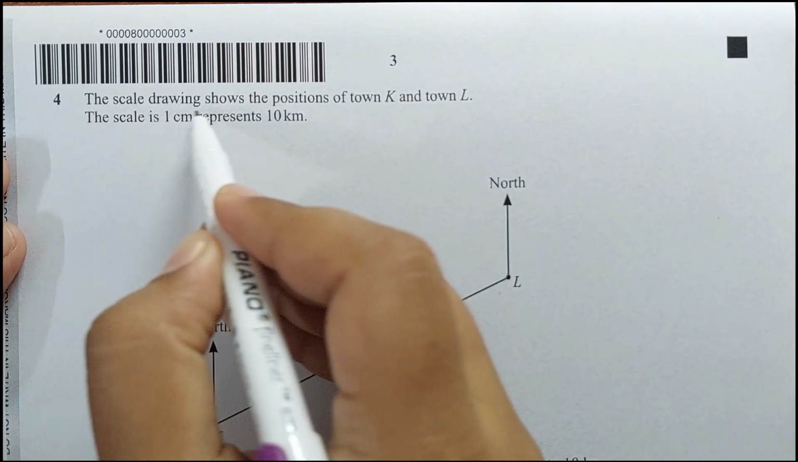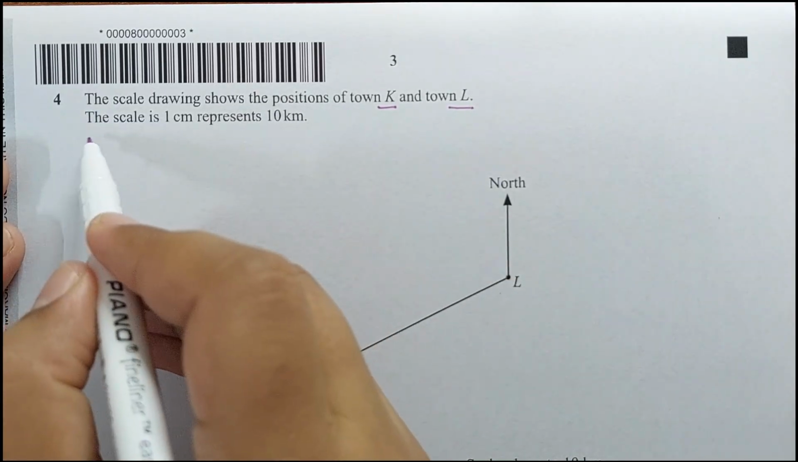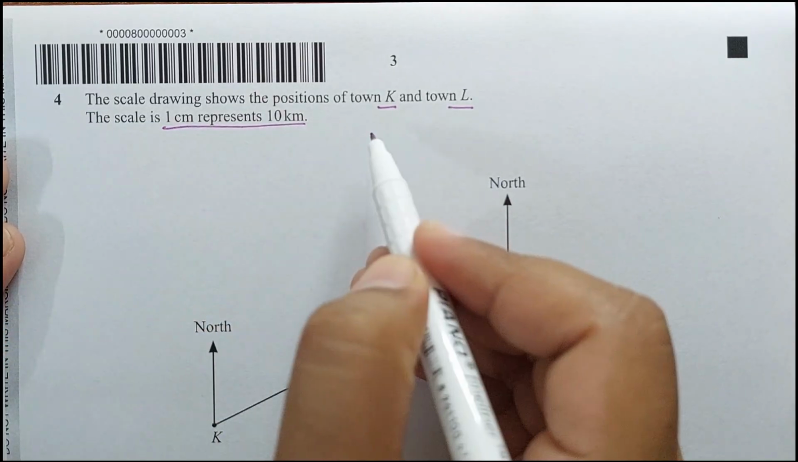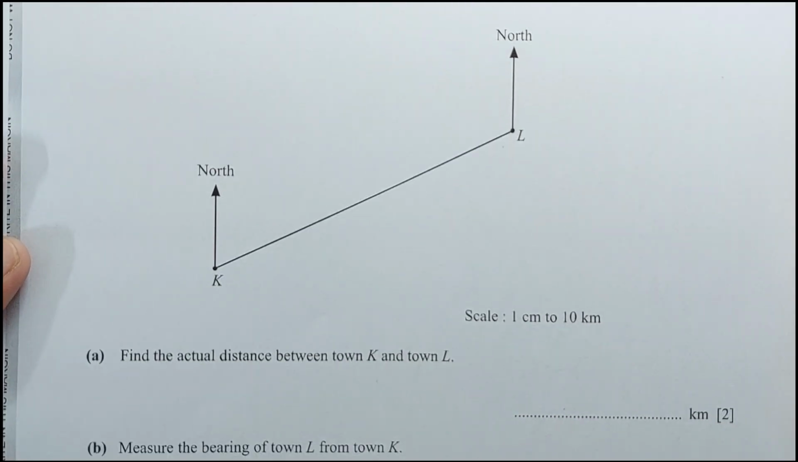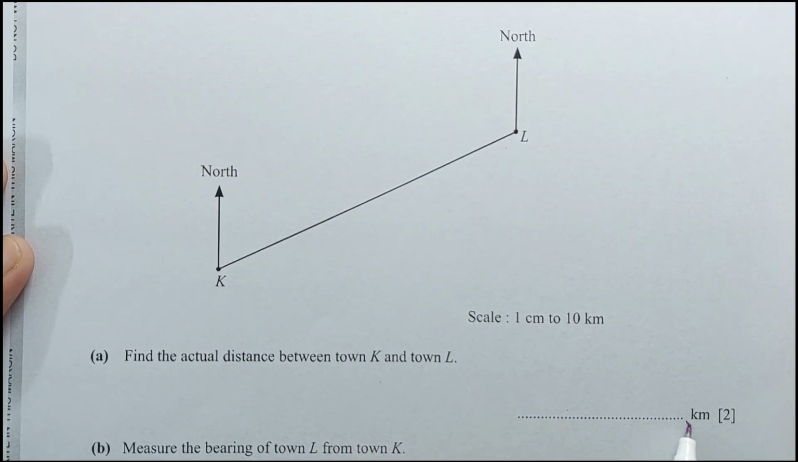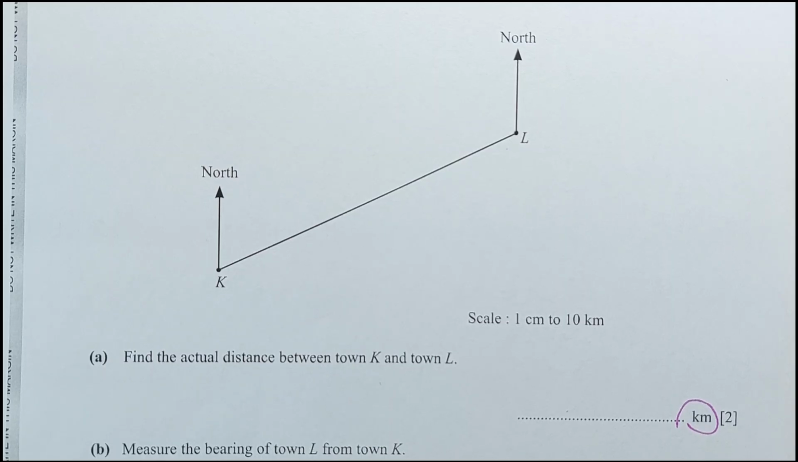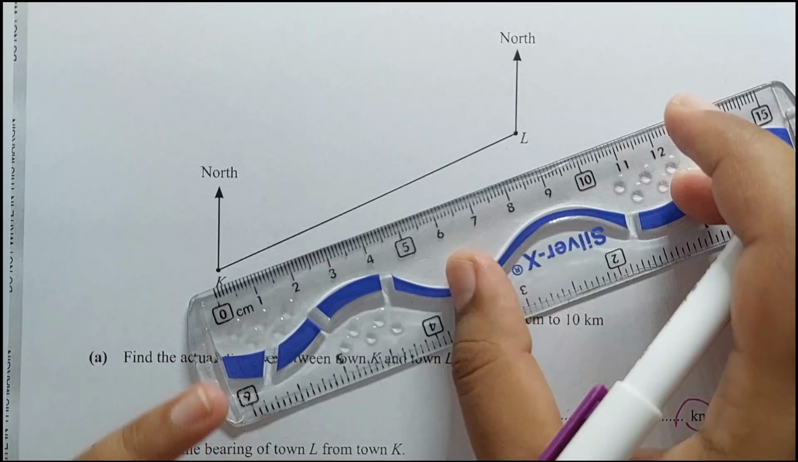Question number 4, the scale drawing shows the positions of town K and town L. The scale is 1 centimeter represents 10 kilometers. The north line is drawn at K and L. Part A, find the actual distance between town K and town L in kilometers. Let me use a ruler and find the distance in centimeters.